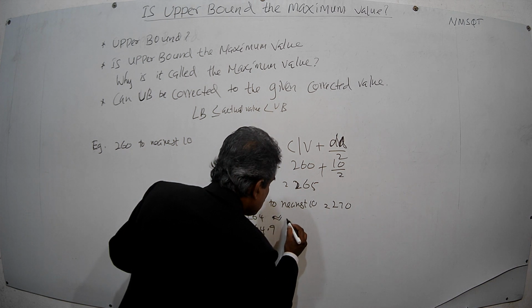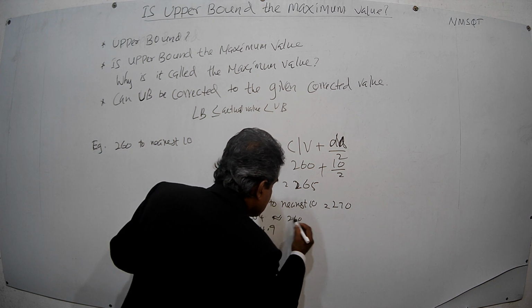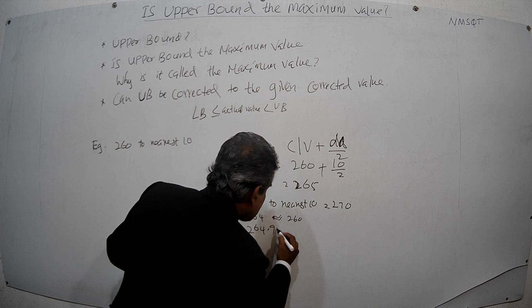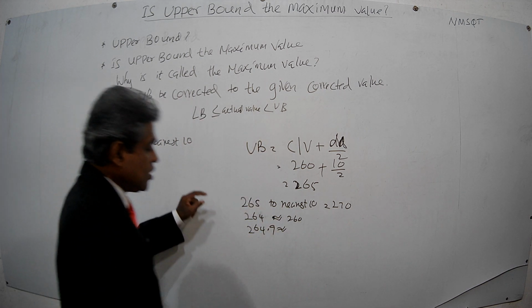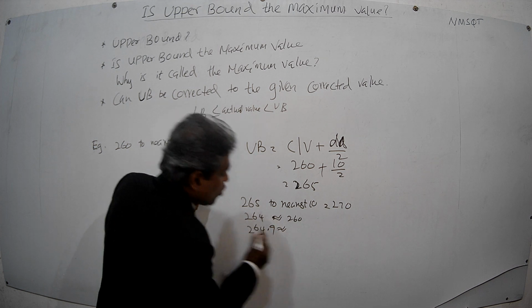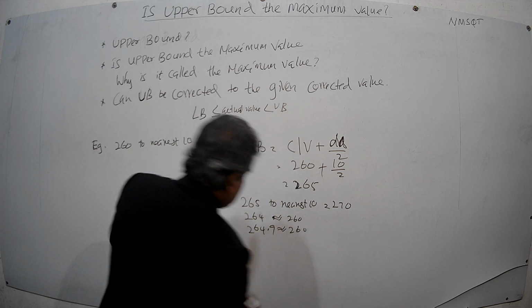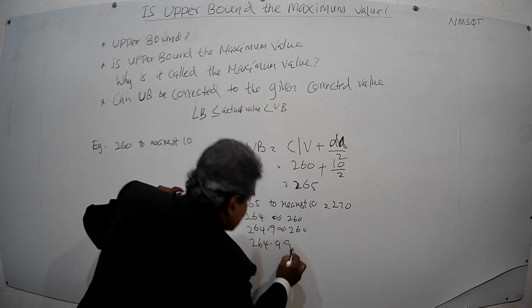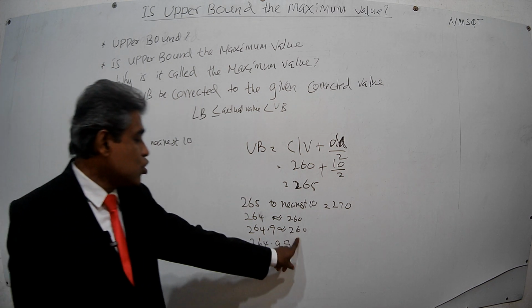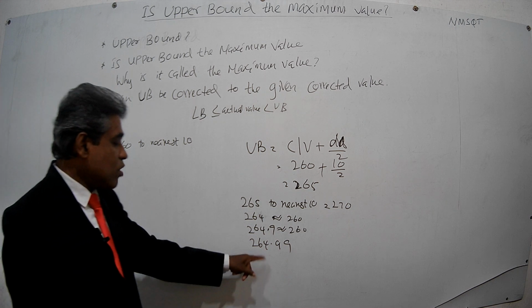Nearest 10, how much? 260. This is also how much? To the nearest 10, 260. Look at this one again: less than 5, no addition, 260. Then take another one, 264.99. Then again the same thing, 260. It is rounded to the nearest 10.